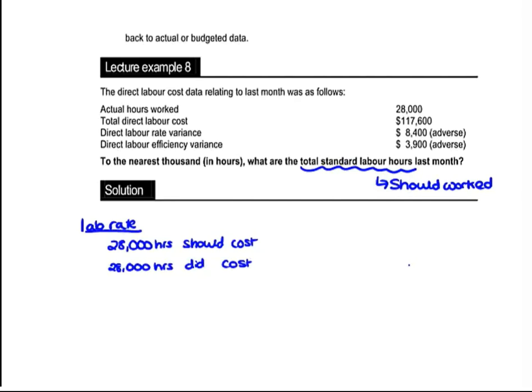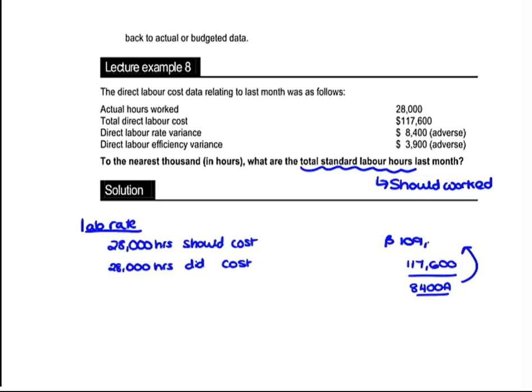Well, we know that the actual direct labour cost was 117,600, and the labour rate variance then was 8,400 adverse. If we work backwards, to get a variance of 8,400 adverse, that must mean that we spent 8,400 more than we should have done given the number of hours.